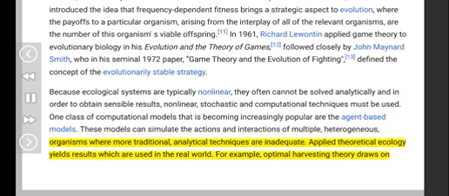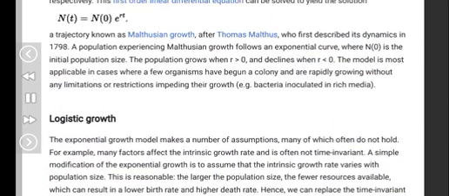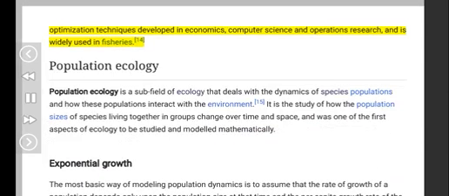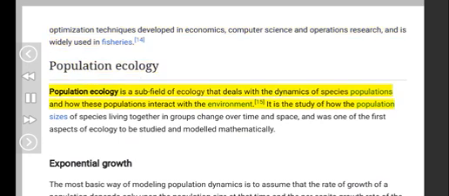Applied theoretical ecology yields results which are used in the real world. For example, optimal harvesting theory draws on optimization techniques developed in economics, computer science and operations research, and is widely used in fisheries. Population ecology. Population ecology is a subfield of ecology that deals with the dynamics of species populations and how these populations interact with the environment.